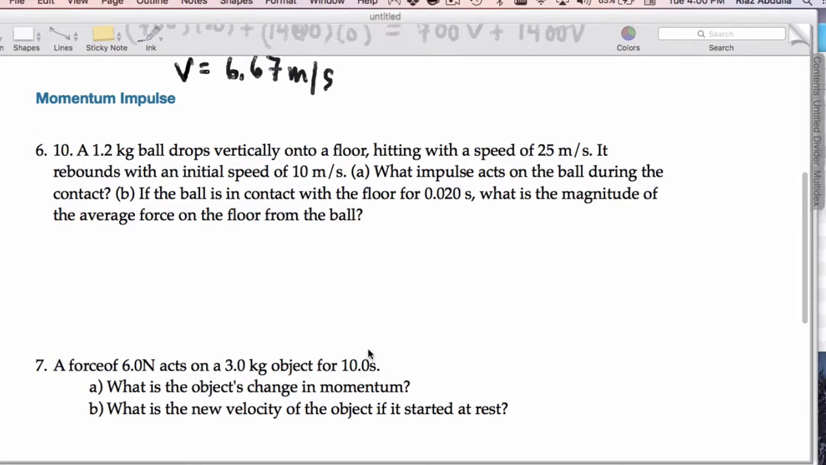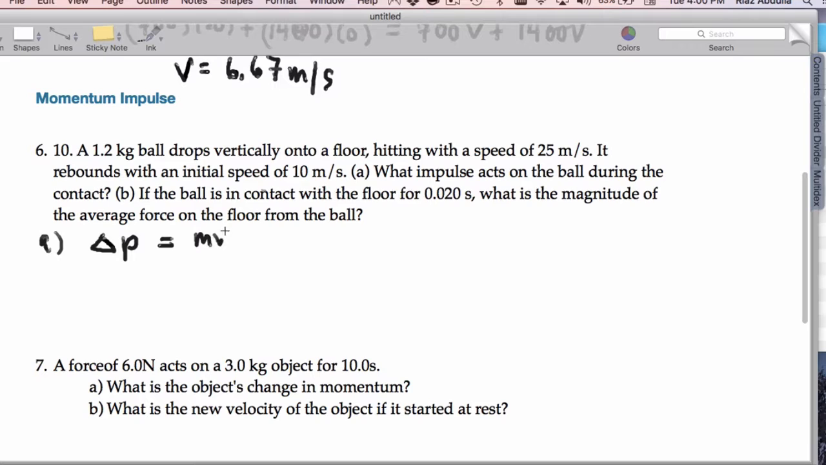So a 1.2 kilogram ball drops vertically onto a floor, hitting with a speed of 25 meters per second. It rebounds, and we want to know the impulse and the force. Once again, this is an interesting trick question because I can only, it seems, calculate the change in momentum. So for part A, let's actually calculate the change in momentum. That'll be mv minus mu, and it rebounds, so let's be really careful.